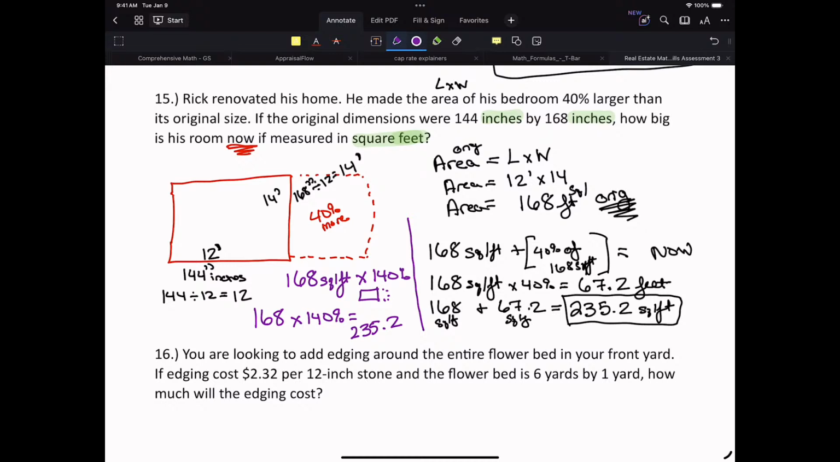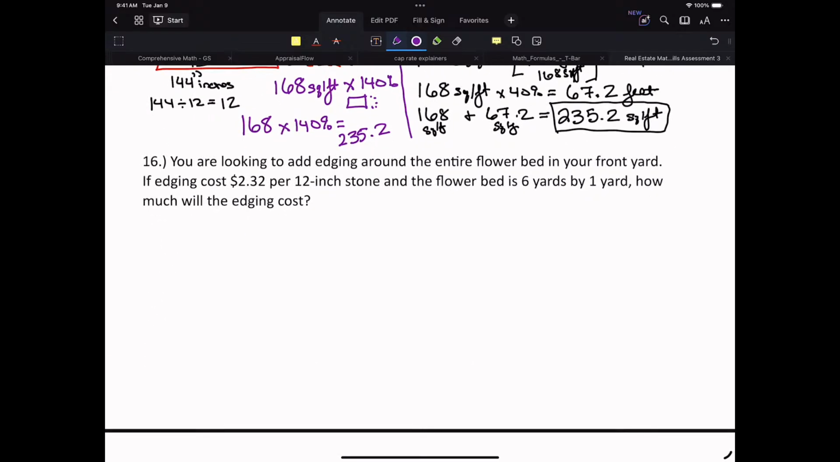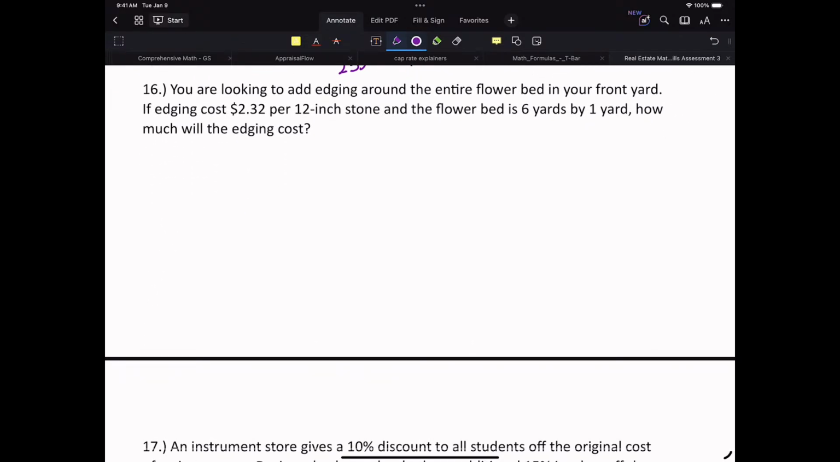That makes sense? Hopefully so. Yay. All right. Number 16. We got 16, 17, 18, 19, 20. 5 more to go. Yes, I just used my fingers to count that. We might actually finish before 9.